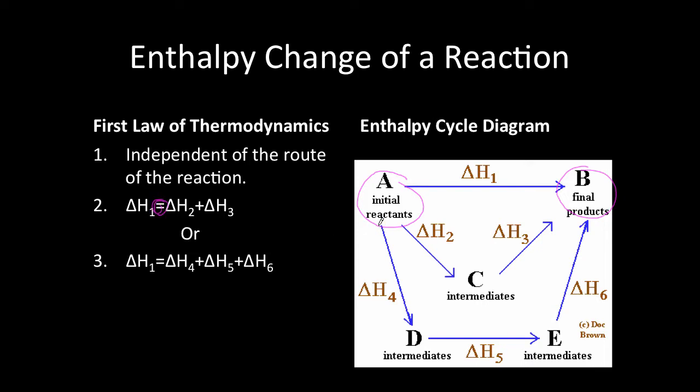Now, the other way I can go is this one way, which is H1, and this pathway will be equal to the alternate pathway, the pathway that goes from D to E and from E finally to B. And so H1 would be equal to H4 plus H5 plus H6. So in any energy cycle diagram, there are two possible pathways, and those pathways' enthalpies are equal to each other.